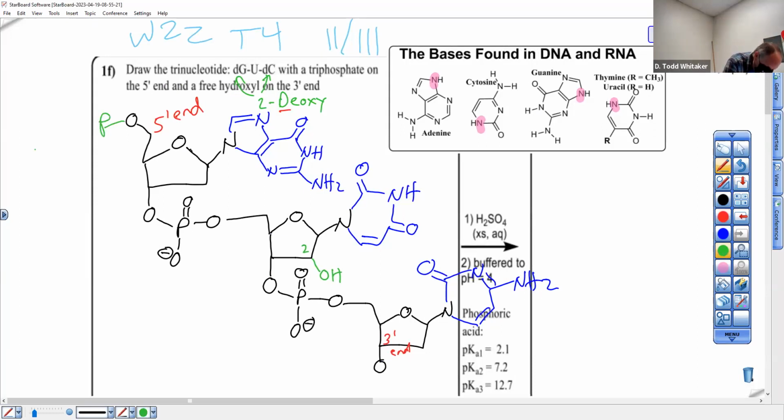Now I have room, and that's why he made us draw a triphosphate on that other test 3, I believe, because he was getting us ready to do it again on test 4. There you go. We got to know how to draw triphosphates, diphosphates, monophosphates. In fact, we have a free hydroxyl on the 3' end. There you go, hydroxyl.